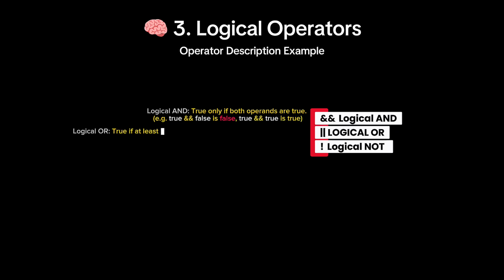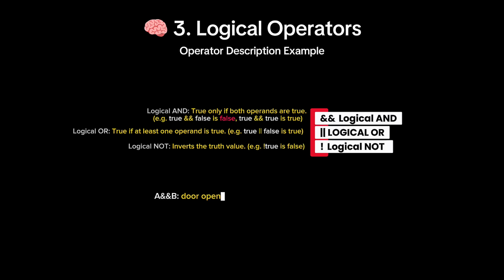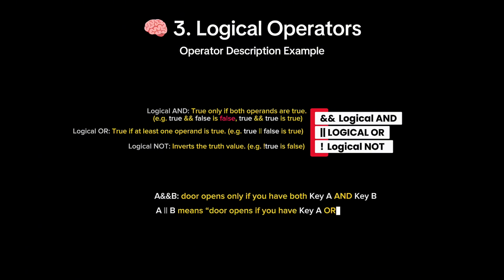Logical OR returns true if at least one of the conditions is true. For example, true or false is true. Logical NOT reverses the truth value. For example, not true is false, and not false is true. Imagine security checks. A and B means the door opens only if you have both, key A and key B. A or B means the door opens if you have key A or key B. Not A means the opposite, like if a flag is not set.